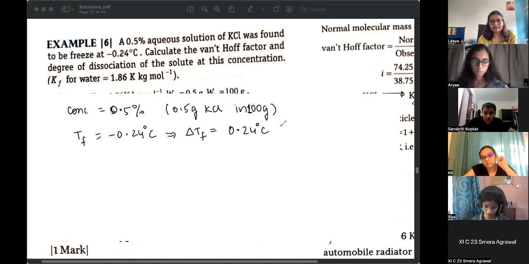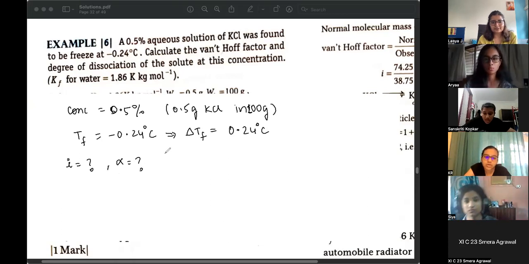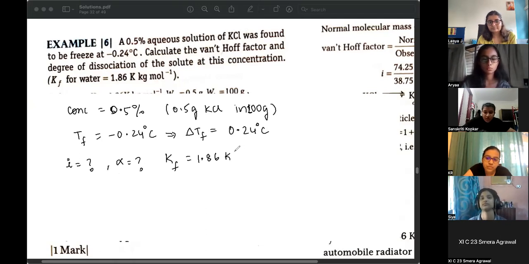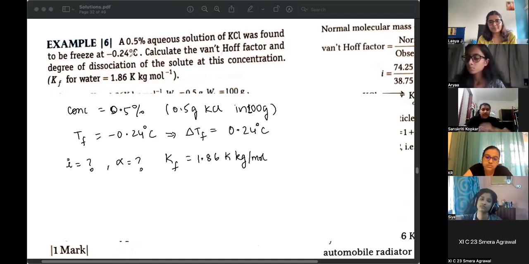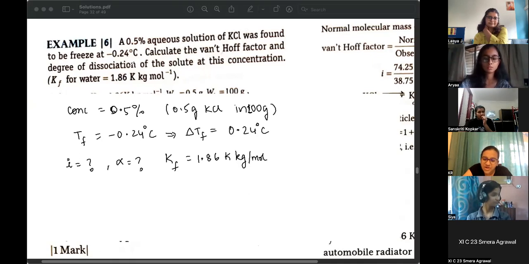Okay. Calculate the vant Hoff factor. That means we need to figure out what is I, and the degree of dissociation. So we don't know the alpha also, of the solute. Wait, how did you get 0.24? Depression in freezing point. It is an aqueous solution, so what is the actual freezing point of water? Zero. But the revised freezing point is -0.24. That means, by how much has it reduced? So how did 0.22? Where did 22 come from? What did she say? Sorry.